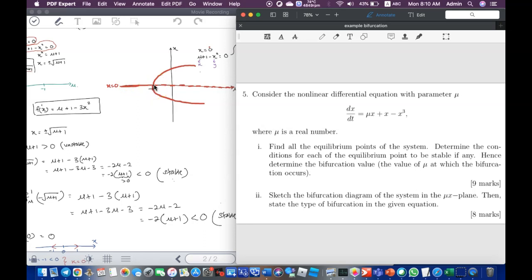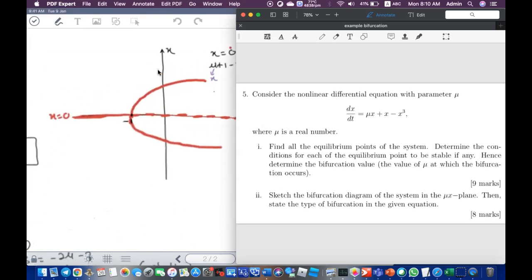But then bila dia mencecah kepada mu yang lebih besar daripada negatif 1, so sistem tu dah berubah stability dia. Daripada satu equilibrium point jadi 3 equilibrium point, di mana satu unstable and the other two are stable. Okay, macam mana you baca tu? Okay, macam saya sebut sebelum ni.